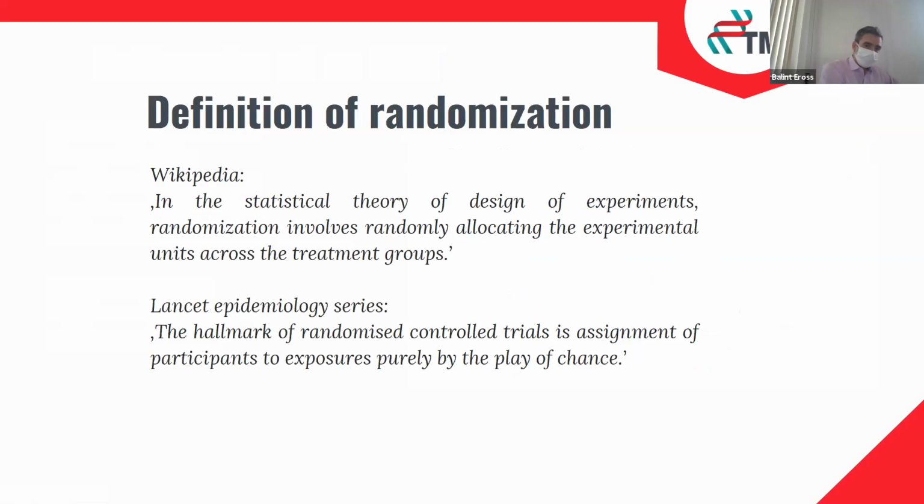So according to Wikipedia, randomization, Wikipedia says, in the statistical theory of design and of experiments, randomization involves randomly allocating the experimental units across the treatment groups. Now it sounds mumbo jumbo, but you will understand that later on when we do the practices.